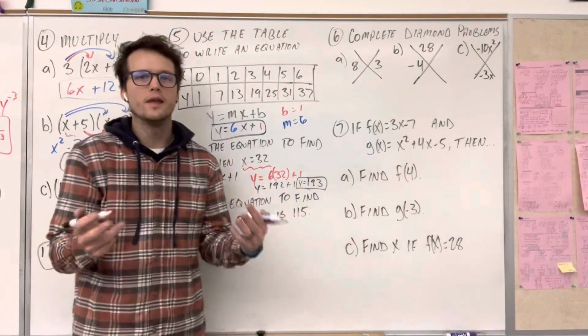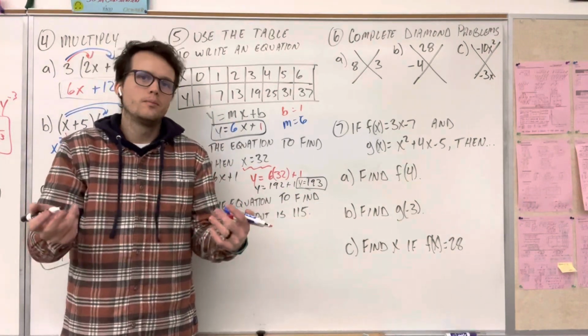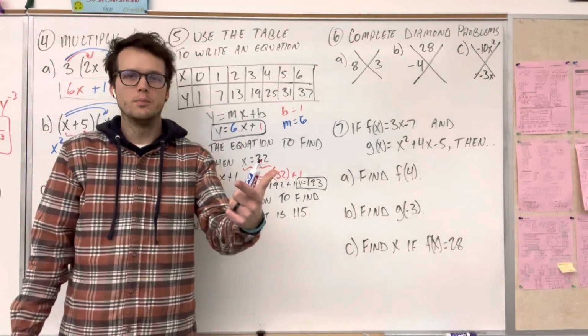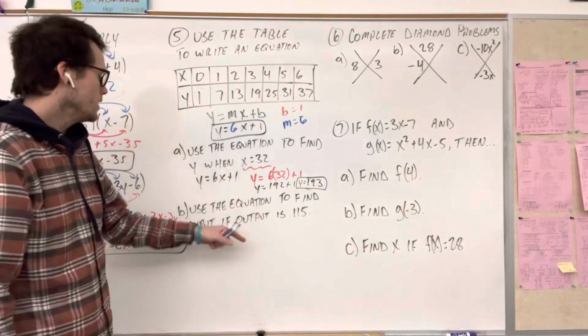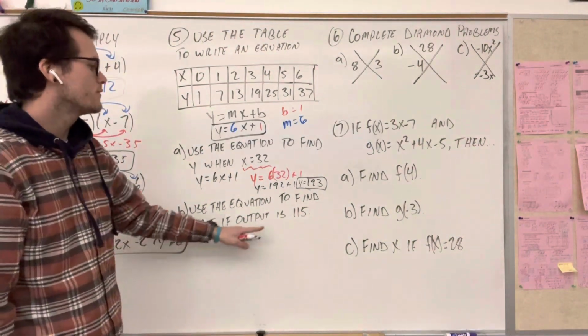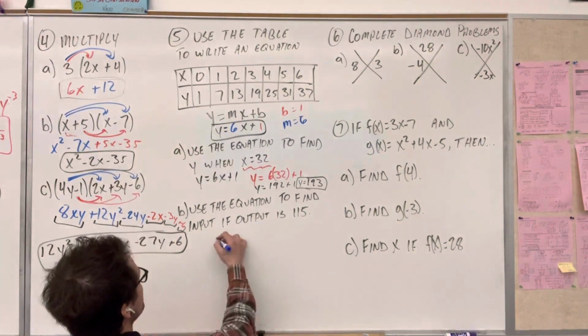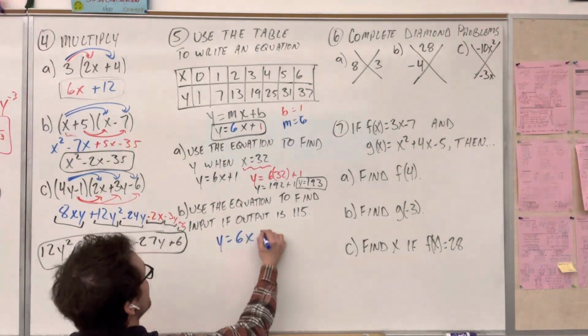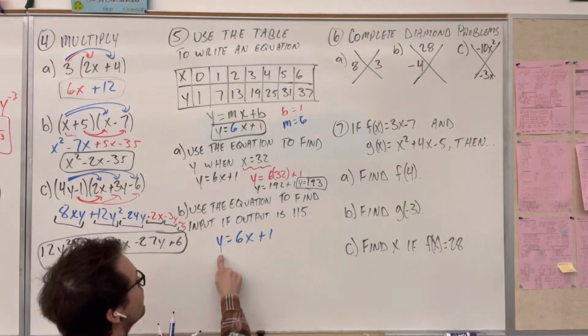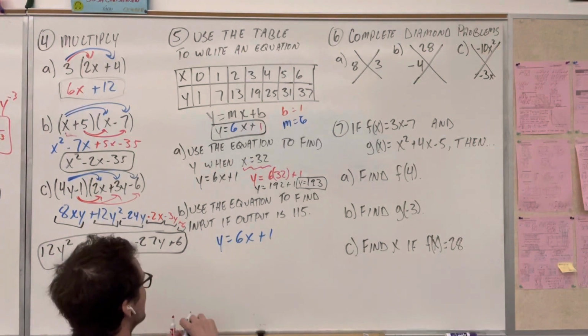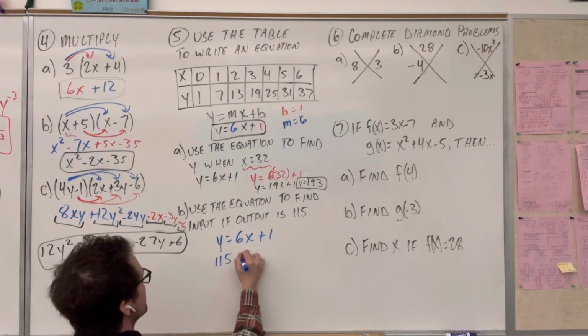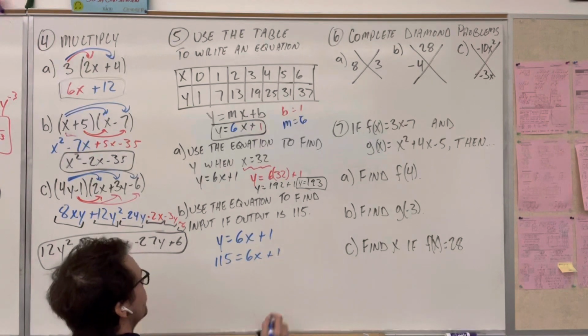Well, input, output, that's not x and y, but it is. Input is always x, output is always y. So in this case, we are told to find the x if the y is 115. So again, we're using our equation, y equals 6x plus 1, but we know what y is. Y is 115. So 115 equals 6x plus 1.